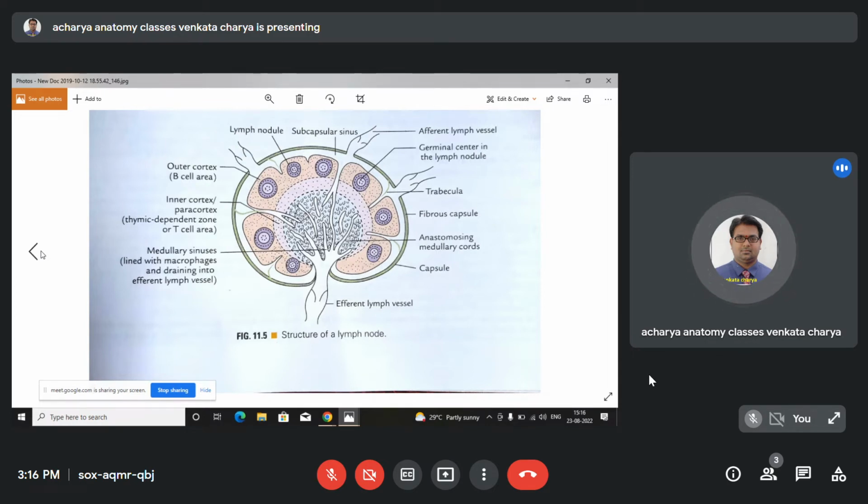Then come to the histology diagram of the lymph node. To draw this histology structure, first we have to draw the field.